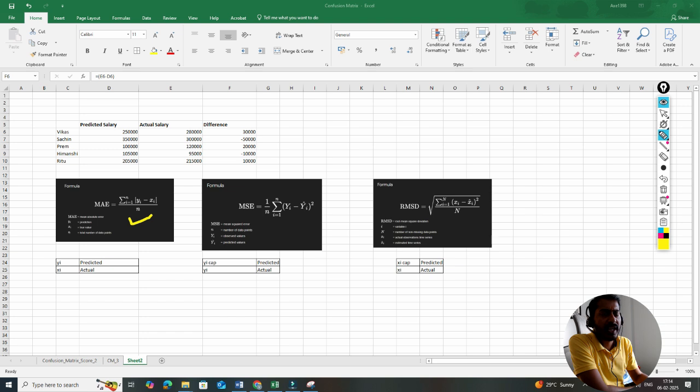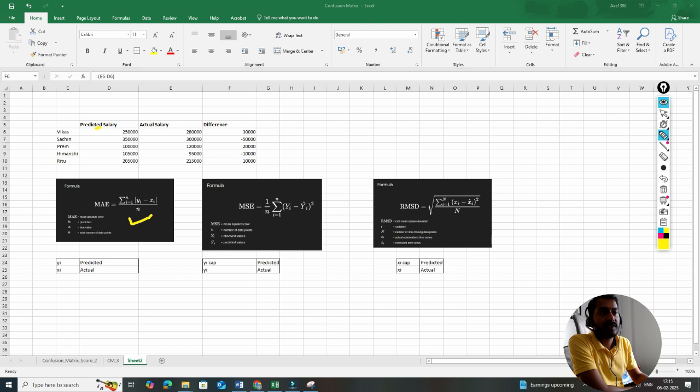Mean absolute error shows summation of i equal to 1 to n, meaning it has to consider from 1 to n, from Vikas to Ritu. Here we have a total of 5 employees, so we can say n is equal to 5, so it will consider 1 to 5, where yi is nothing but the predicted values, and xi is nothing but the true value.